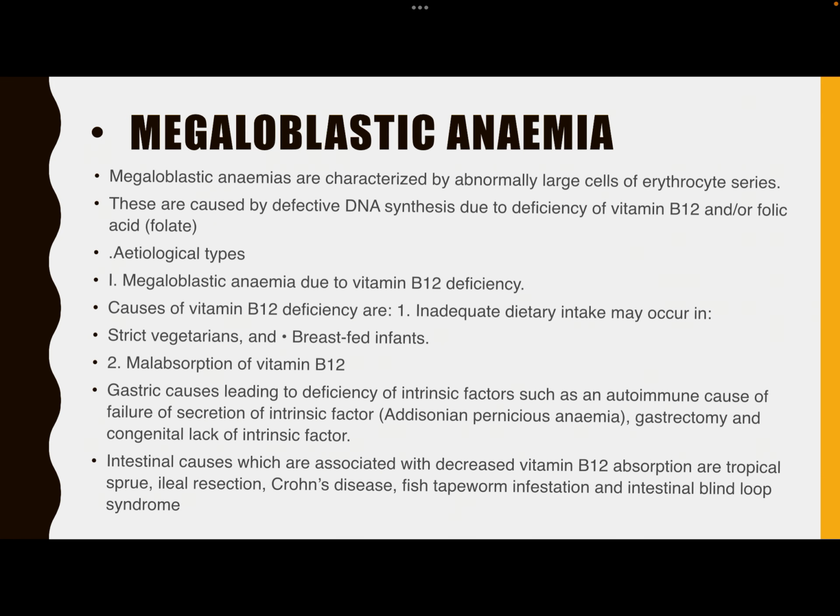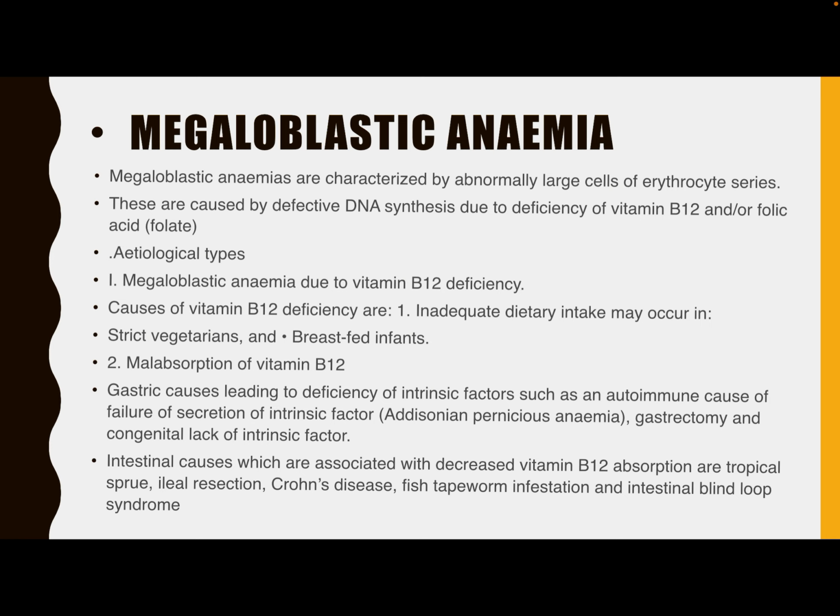The next nutritional deficiency anemia is megaloblastic anemia. They are characterized by abnormally large cells of the erythrocyte series and are caused by defective DNA synthesis due to deficiency of vitamin B12 or folic acid. There are two types according to etiology, that is megaloblastic anemia due to vitamin B12 deficiency and malabsorption of vitamin B12.